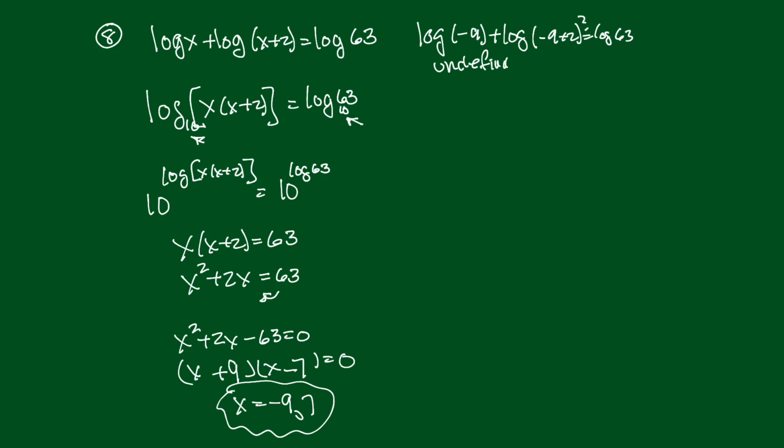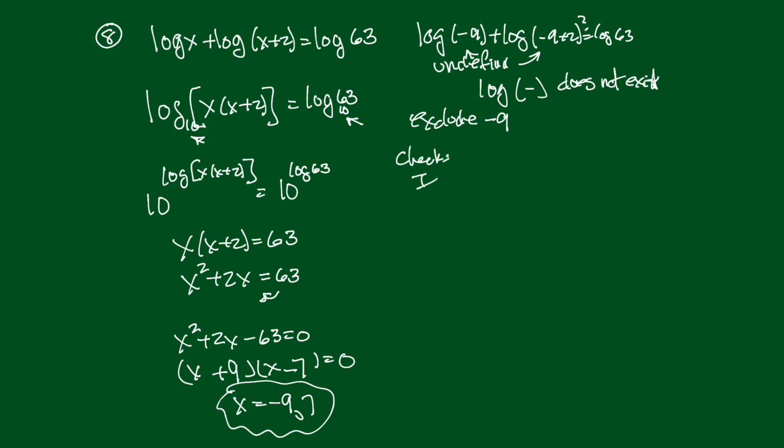And so is this, because I get logs of negatives. The logarithm of a negative number does not exist. All right, so I can exclude that. So we need to exclude negative 9. Now that just leaves 7. So I could try this.